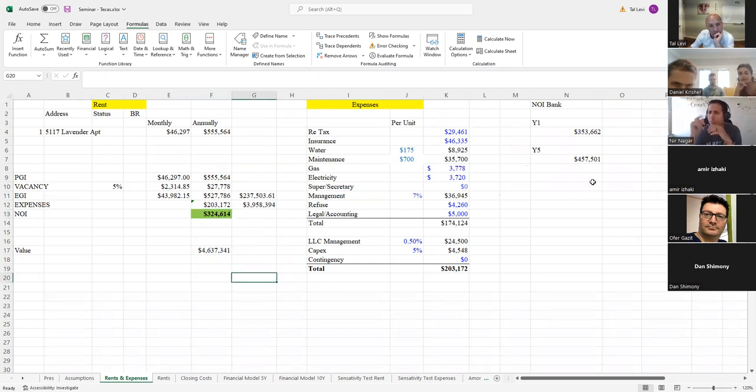Tal, do you take the turnaround cost of new tenants as part of the management, or as part of the CapEx? Because I didn't see it. It's part of vacancy. But vacancy is the rent that you don't claim, that you don't have an option to claim. It doesn't reflect the money that you have to take out of pocket to find new tenants or to renovate units for them.